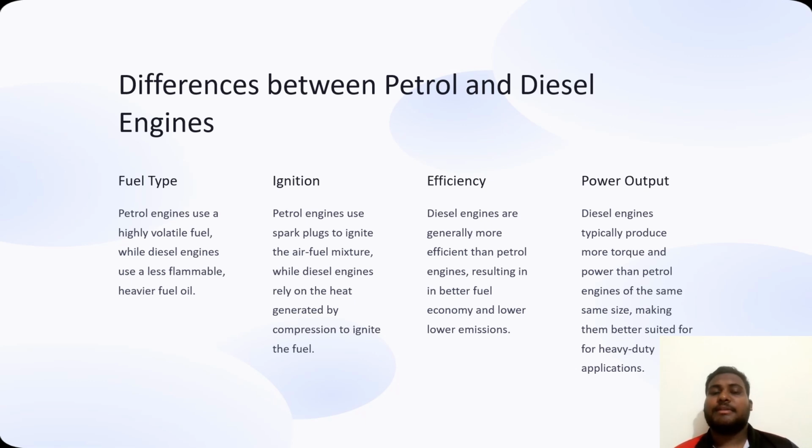Efficiency: the diesel engine is more efficient than the petrol engine, resulting in better fuel economy and lower emissions. Power output: diesel engines typically produce more torque than the petrol engine. The torque produced is more than that of a petrol engine of the same size, making it better suited for heavy-duty applications.